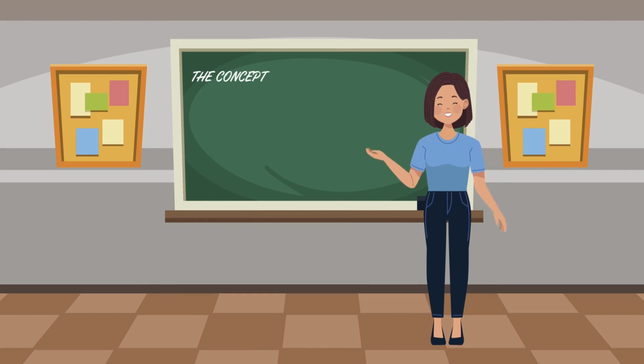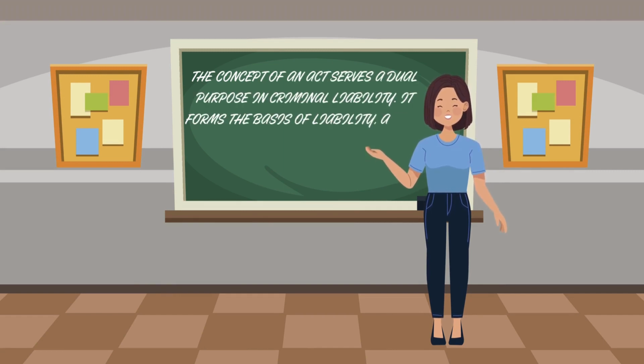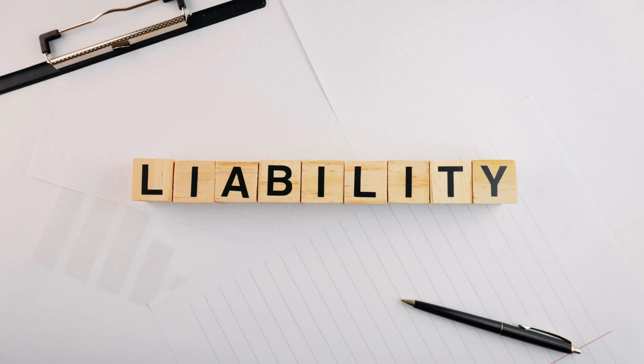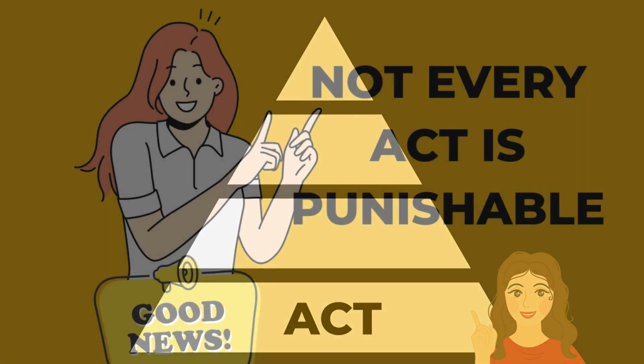The concept of an act serves a dual purpose in criminal liability. It forms the basis of liability, acting as the core element, and simultaneously limits the scope of liability. Imagine it as the base of a pyramid, with other elements built upon it.